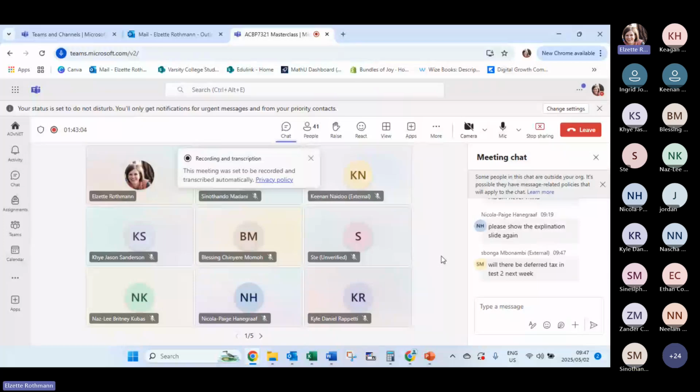Okay, there is a question: will there be deferred tax in test 2 next week? I can't definitely say no, because learning unit 1 is still part of the learning units that you have to study for the test, but probably not really, because they will be focusing on learning unit 2 and 3. So if there's something from learning unit 1, it's probably going to be just a quick 5-mark question or something like that. The focus will definitely not be learning unit 1.